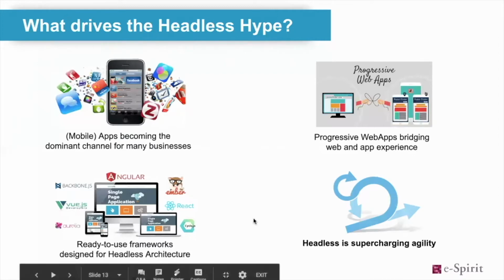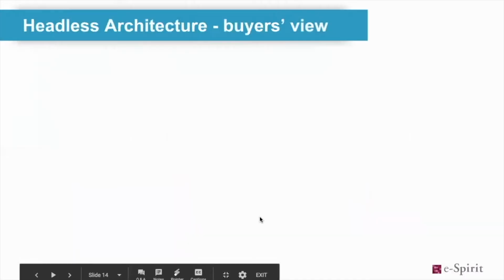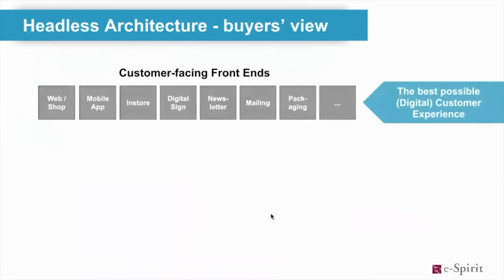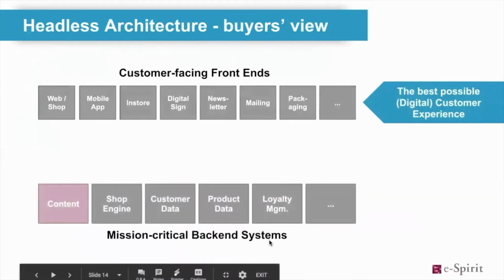It is really supercharging agility, and I want to show you on one slide why I think that makes such a big difference. We've seen customer-facing front ends before. They can span from the web experience up to, let's say, packaging inserts. So that's an analog artifact that you can also power from a digital experience platform or from a CMS. But what you also see, what is not so visible though, are the mission-critical backend systems. So that is where your business users work. And like I said earlier, it's typically more than one.